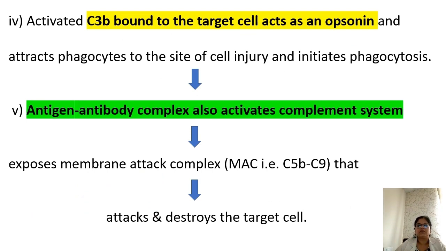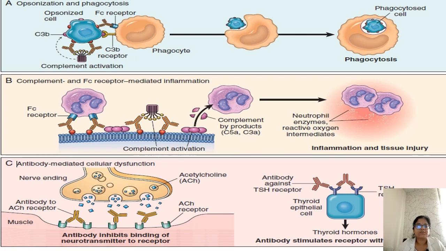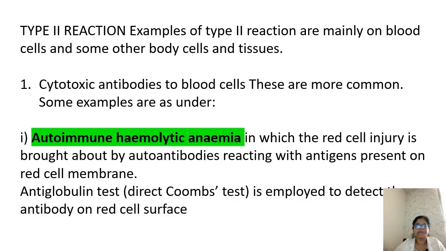So opsonin here is nothing but something called opsonization, that is making the cells more tasty, therefore attracting the phagocytes to the site of cell injury and initiating phagocytosis. The antigen antibody complex also activates the complement system, exposing the MAC complex, that is the membrane attack complex, which is formed by C5b to C9, which will completely attack and destroy the target cell. So these are the different steps involved in type 2 hypersensitivity: opsonization and phagocytosis, complement and Fc receptor mediated inflammation, and antibody mediated cellular dysfunction.